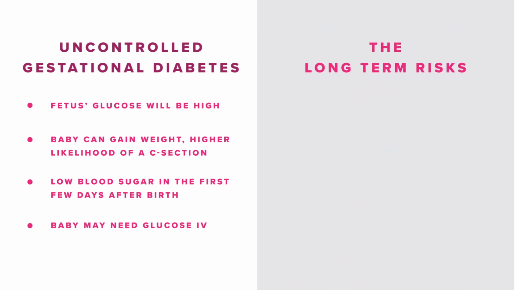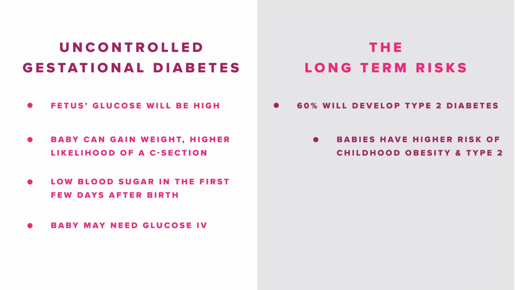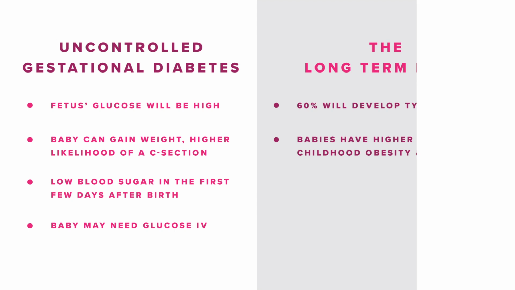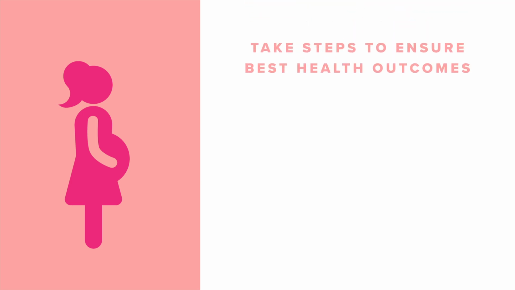According to the CDC, about 60% of those with gestational diabetes will eventually develop type 2 diabetes. Babies of mothers with gestational diabetes have a higher risk of developing early childhood obesity and type 2 diabetes later on. The good news is, catching gestational diabetes empowers pregnant mothers to take steps to ensure the best possible health outcomes now and in the years to come.